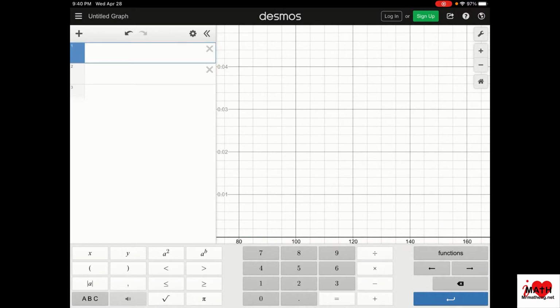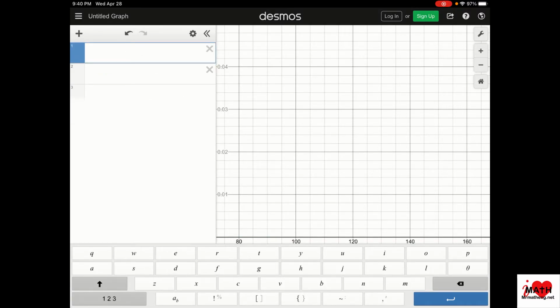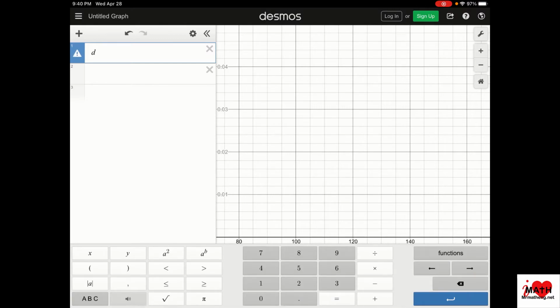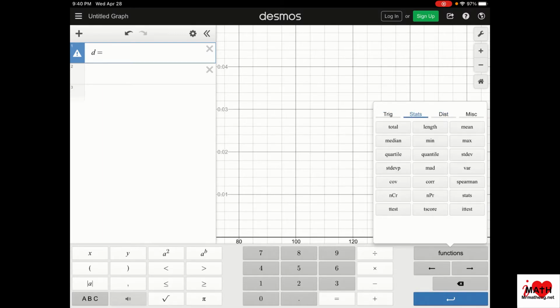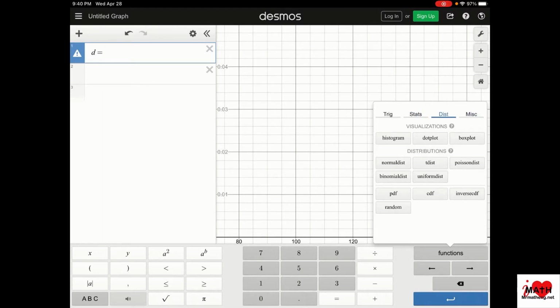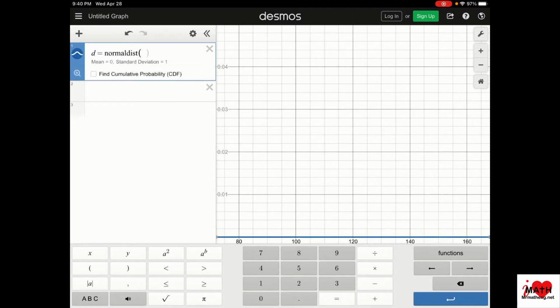Again, let's start as if you've never done this before. We have to do D equals functions in the bottom right. There's 4 tabs: trig, stats, distribution, miscellaneous. We're going under distribution, normal distribution, and we're going to have to type in here the mean and the standard deviation. Okay.